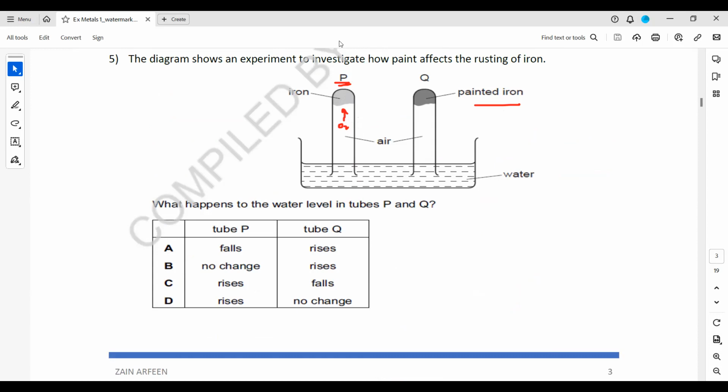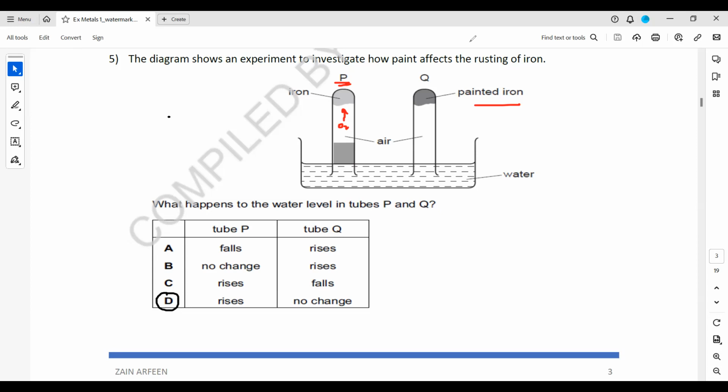As the amount of air decreases, what will happen to this level? This level will rise. Why will it rise? Because the oxygen is used up from the air. So if oxygen is used up, the water level will rise. But what about the painted iron? Because there is no rusting here, there is no change in the amount of oxygen or air. As a result, this level will not change. So in P the water level will rise because the oxygen is used up from the air, and in Q there is no change because there is no rusting.